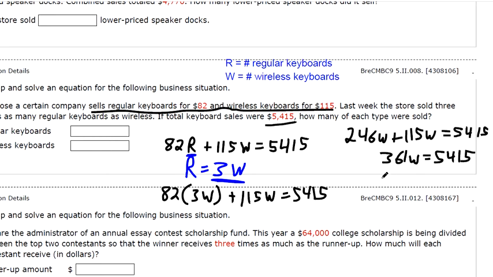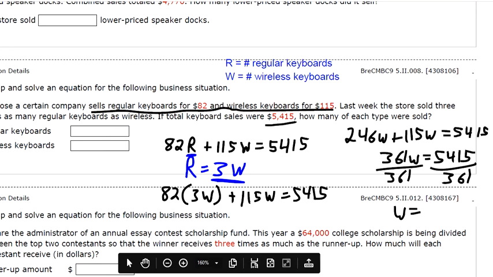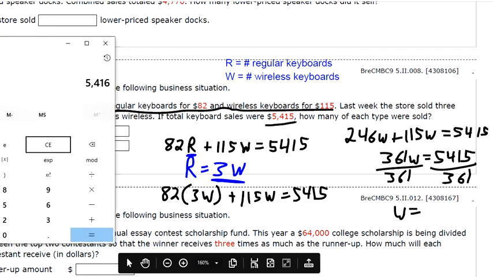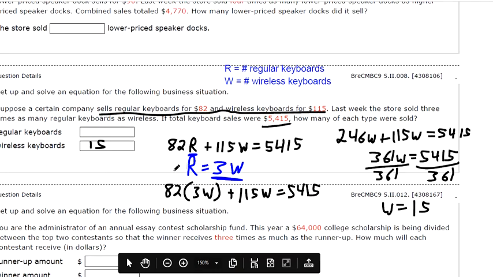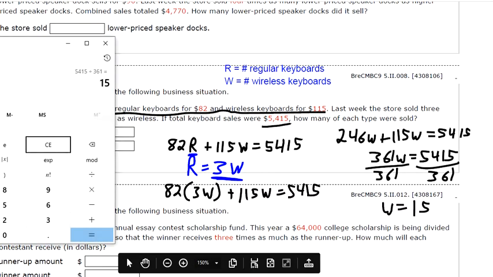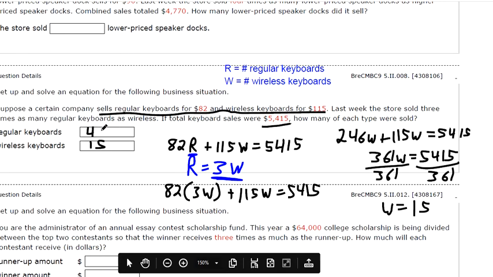And then we've got to divide both sides by 361 to get W by itself. So the number of wireless keyboards, W, is, that makes 15. So that's wireless keyboards, and then the number of regular keyboards is just 3 times the number of wireless keyboards. That's 45.